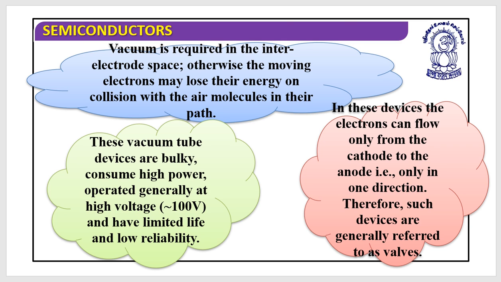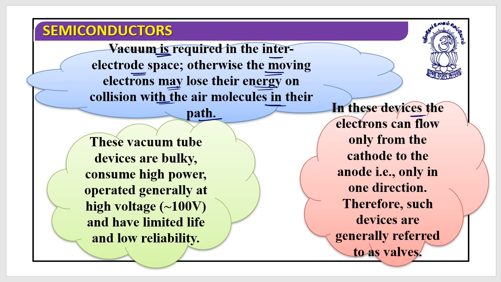Let's have a look at the incapabilities of these devices. First, a vacuum is required in the inter-electrode space. Otherwise the moving electrons may lose their energy on collision with the air molecules in their path. So every time you want to use it, you need to create a vacuum over that region, and that is not possible every time.